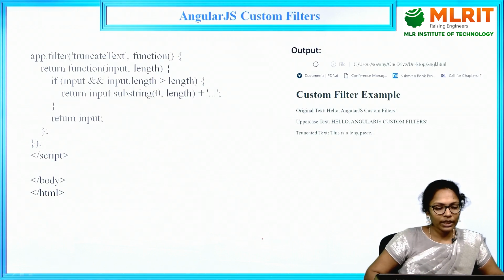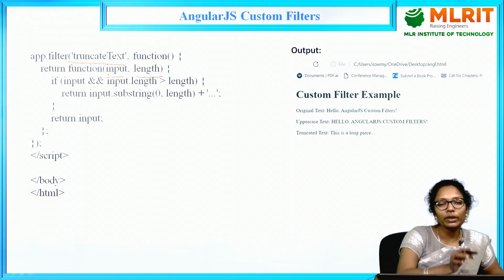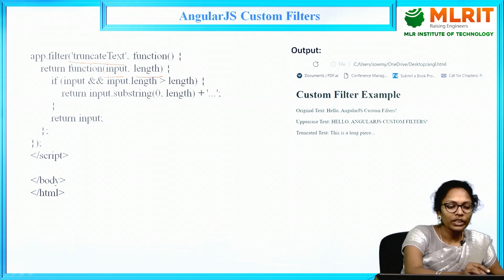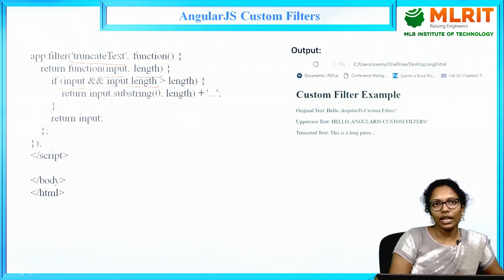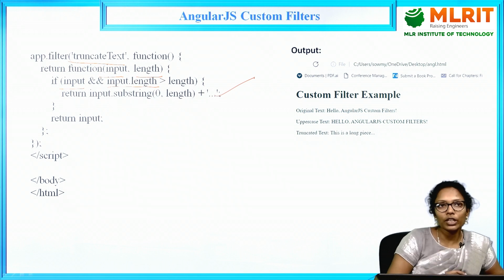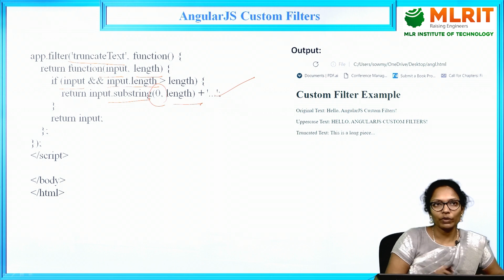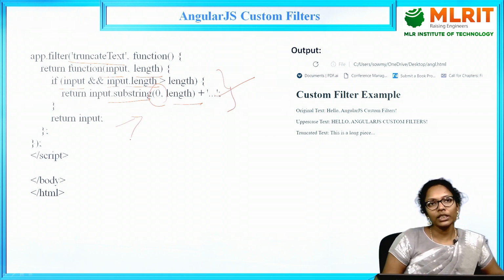Coming to truncateText, another filter I am defining. Here in the function I am taking two variables, one is input and the other one is length. If the input is present, and if the input length is greater than the asked length, they are asking for 20 characters, then yes, you can apply this. What is the logic you are applying? You are applying the substring function from 0 to length, that is 0 to 20. Otherwise, if this condition is not matching, then the input is returned as it is.